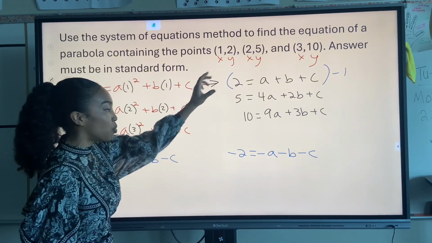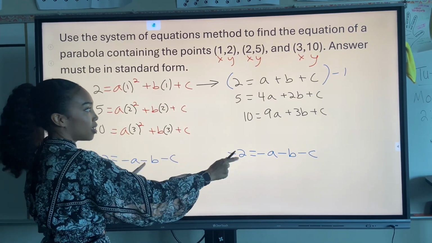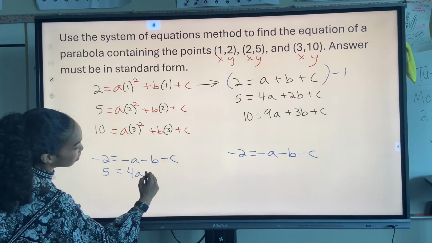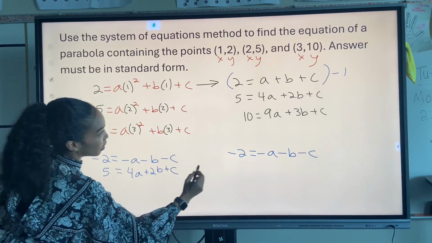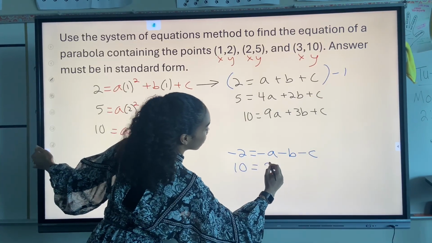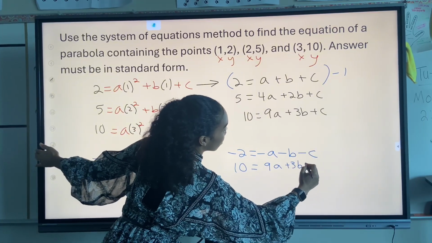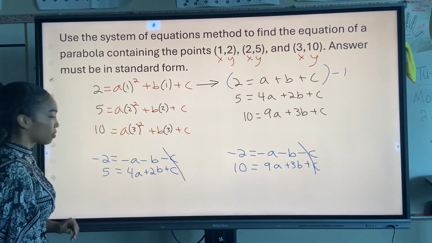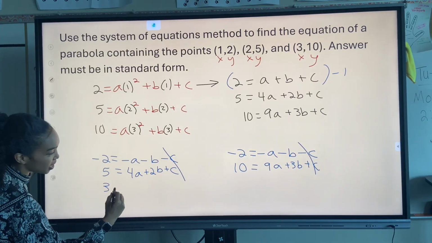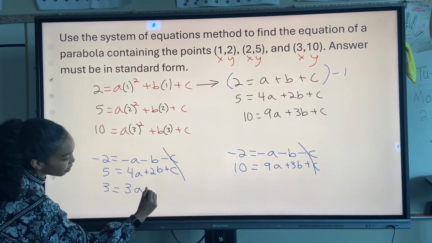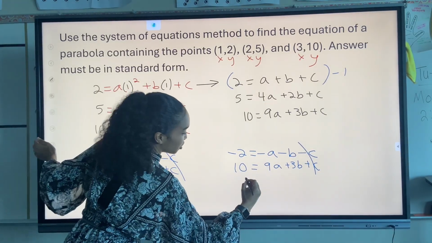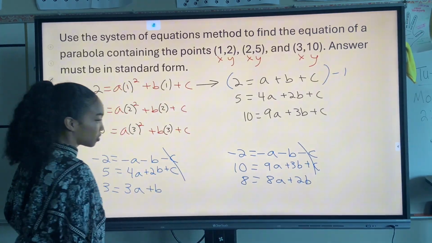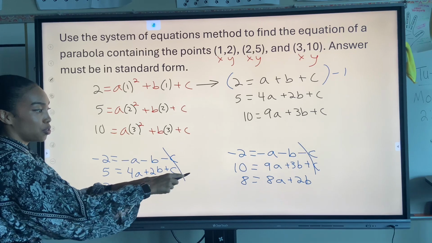Okay, this is the top one multiplied by -1. I'm going to move the middle one right here, and the bottom one right here. When you add these together, the c's cancel on both of them. You're left with 3 equals 3a plus b. And over here, you're left with 8 equals 8a plus 2b. So these are the 2 equations I'm going to use.